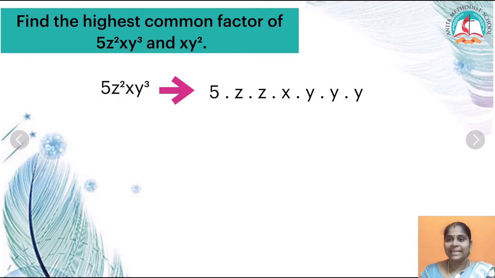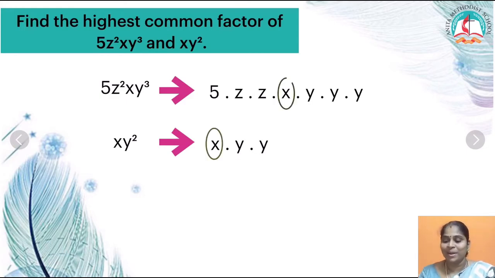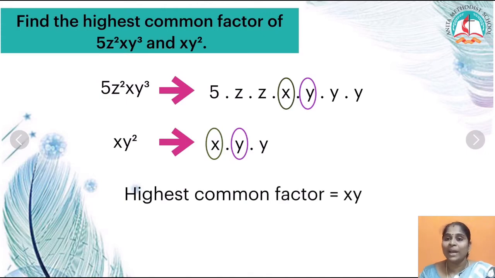Next we have to write xy square. So how to write xy square? Yes, we have to write x into y into y. Look at these two factors, children. What are the factors common here? Yes, x is common and y is common. So x and y is a common factor of 5z square x y cube and xy square. So the highest common factor is x into y, xy.